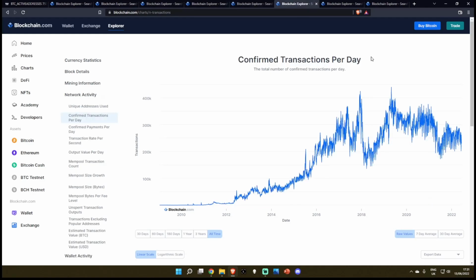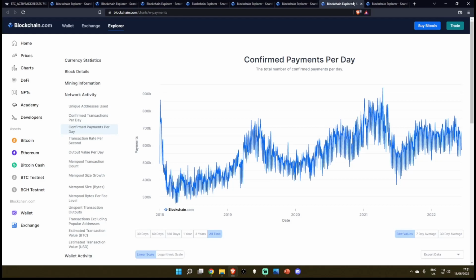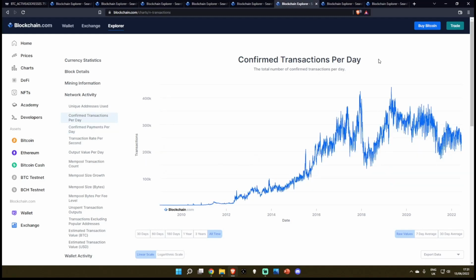Let's move on. So confirmed transactions per day and confirmed payments per day. With the confirmed payments, this would be a payment to someone else's Bitcoin address, whereas the confirmed transactions could simply mean that you're transferring over to a different wallet that is a subset of your main Bitcoin address, or you could just be sending it to one of your other addresses. So for example, Coinbase to Ledger, Ledger to Coinbase, and it will recognize what that is.